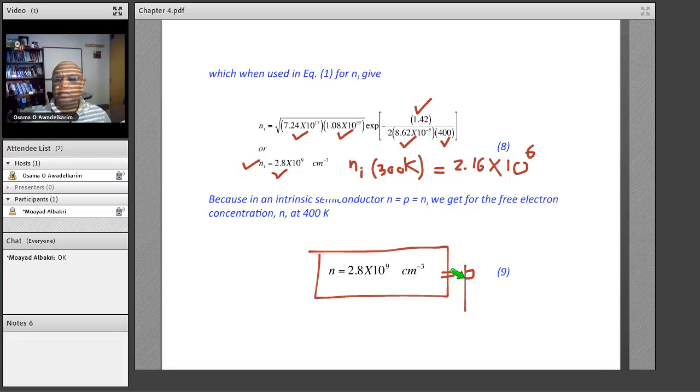Why do we bother to find the density of free electrons and free holes in a semiconductor? Because these are the electrons and holes that are responsible for current transport, for current in the semiconductor, and therefore for current in the devices, which we will look at immediately after that. So what I will do is I will stop here.